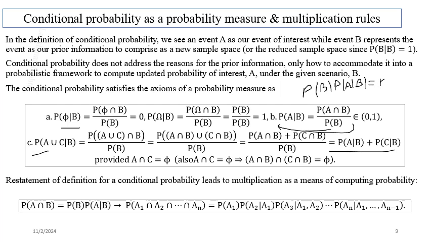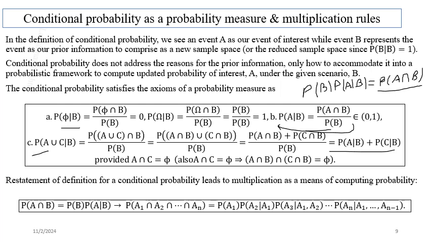What is the meaning of A intersection B? Joint occurrence. That means A and B occur together simultaneously. It is the event where A and B occur together. So what we see? The probability of A intersection B, that means joint occurrence of A and B, is actually equal to probability of B into probability of A given B. This we call the multiplication rule.